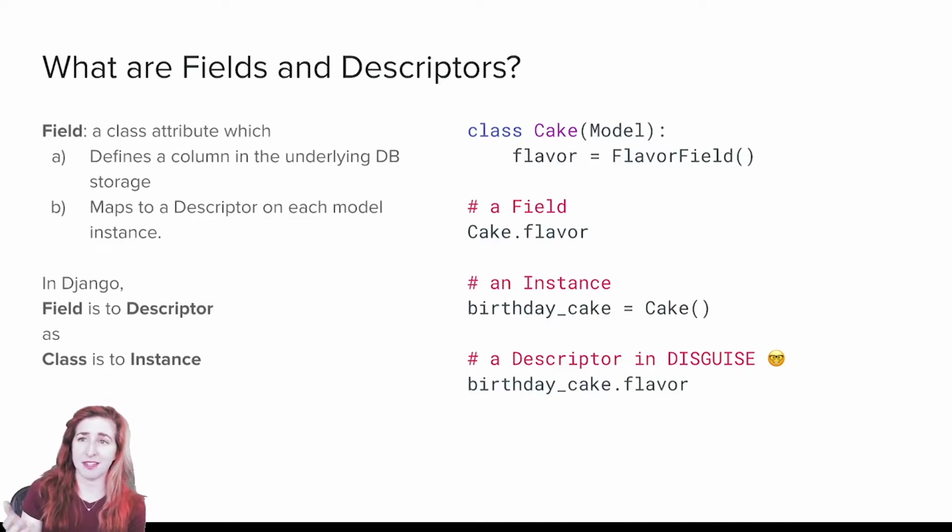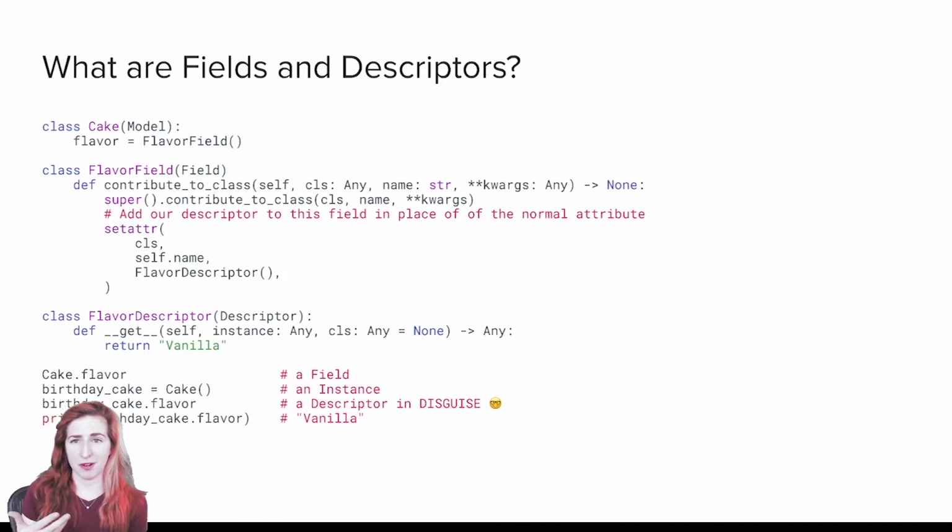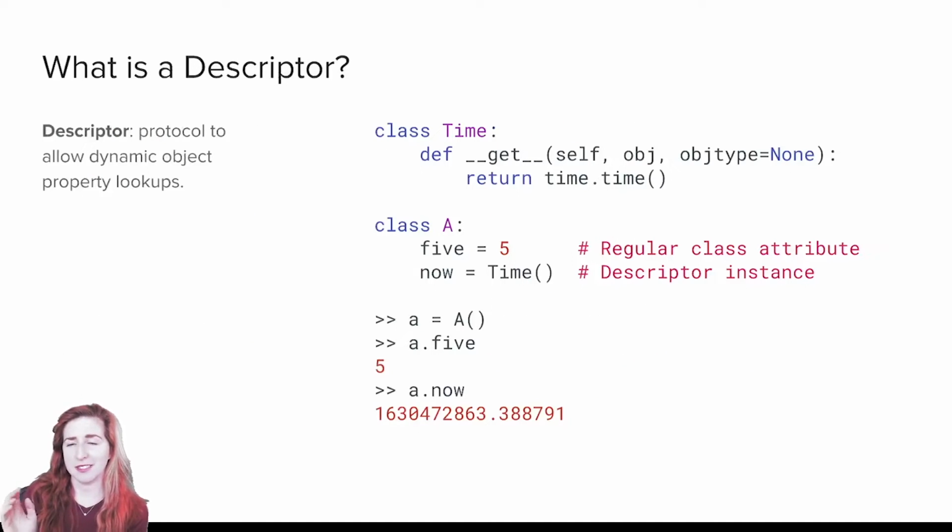That's because in this case, if you have an instance of the Cake class and it has a flavor field and you call cake.flavor, it won't say descriptor, it'll just say vanilla, as you can see in this a little bit more elaborate example. In this example, Time, the descriptor, is defined on the class, but in Django, you define fields on the class, not descriptors. So how is the descriptor getting in there?